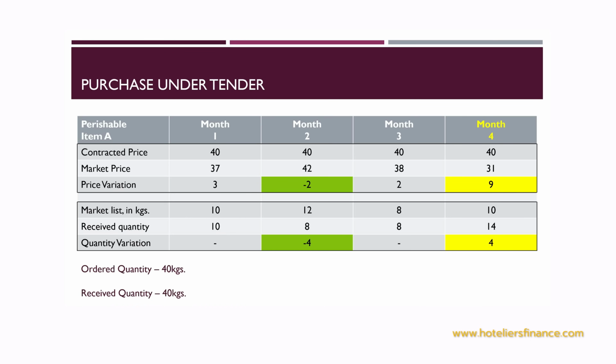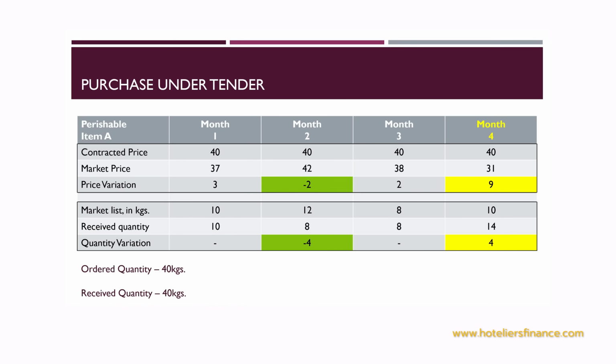And the received quantity was, first month 10 kg, the same as what we ordered. Second month only 8 kg was received, but the order was 12 kg. So the supplier sent 4 kg less. Third month, again 8 kg ordered, they got 8 kg, and fourth month they ordered 10 kg, but the receipt was 14 kg.